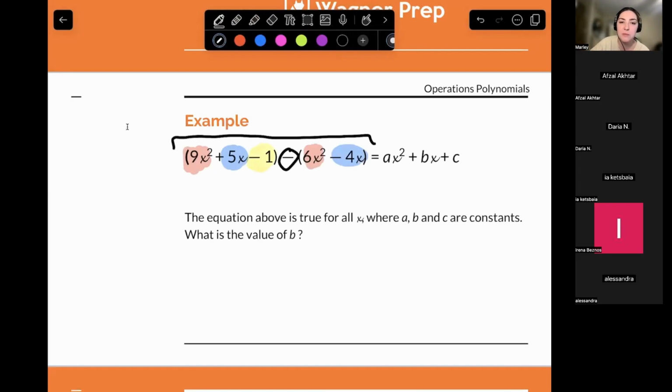So we have 9x squared minus 6x squared. We get 3x squared. 5x minus negative 4x, we're going to get plus 9x. And then the -1 is just on its own. So our value of b that a lot of people were getting is going to be b is equal to 9. Does anyone have any questions about this one or why we did what we did?